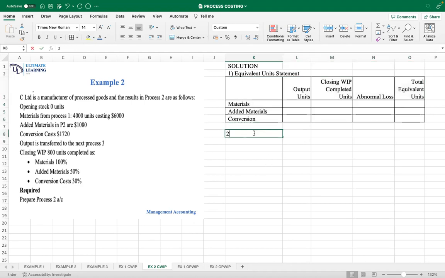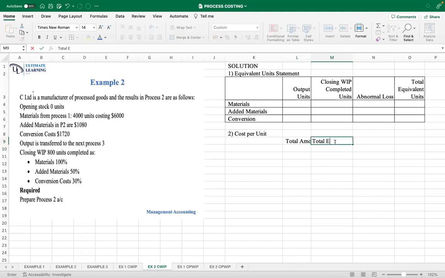Number two, we need to know how to calculate the cost per unit. There is also an important point I want to bring out here. Now, for cost per unit, you'll need to know what your total amount is. Number two, you need to know what the total equivalent units are. And then you will have your cost per unit.